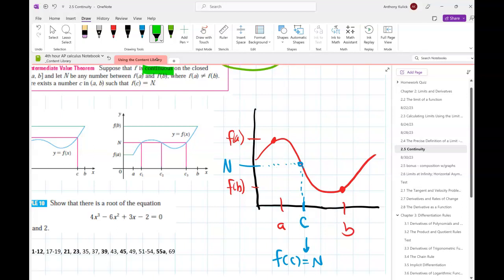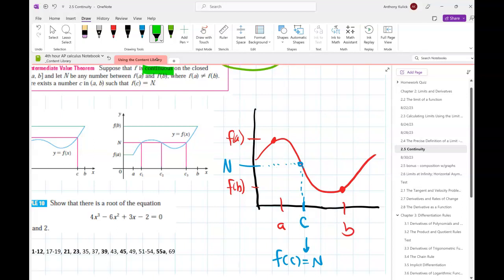Another thing worth clarifying: the intermediate value theorem just shows the existence of such a C. It doesn't tell you what that C is. It doesn't even tell you how to find that C. It just simply states that there has to be one. At least one.